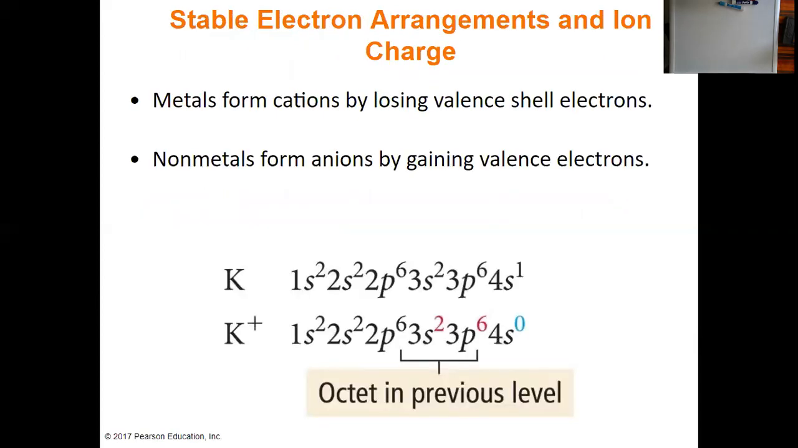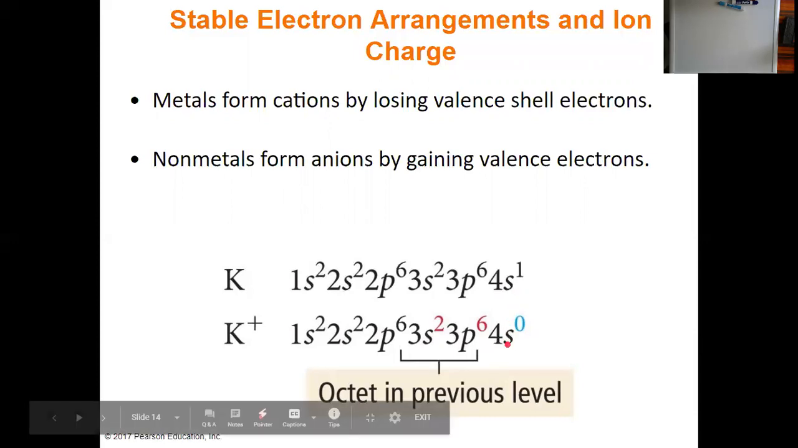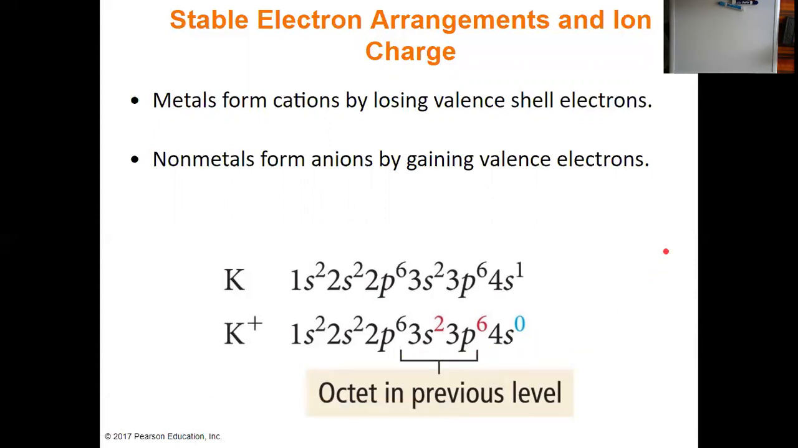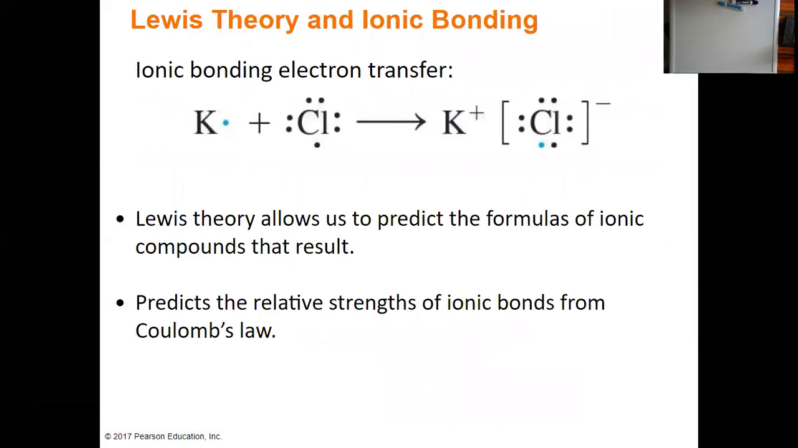So here we go. We're looking at potassium here. We have the electron configuration for potassium. It ends with 4s1. So if it loses its last electron and has 0 in its 4s, now its previous principal energy level has 8 electrons in it, and it is quite happy. Ionic bonding happens by transferring that electron.